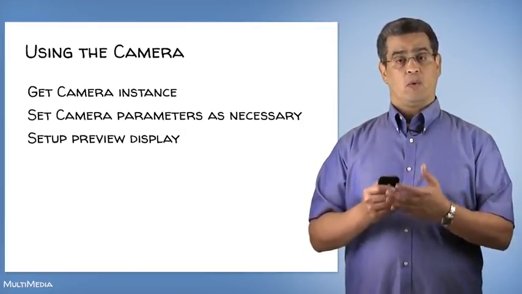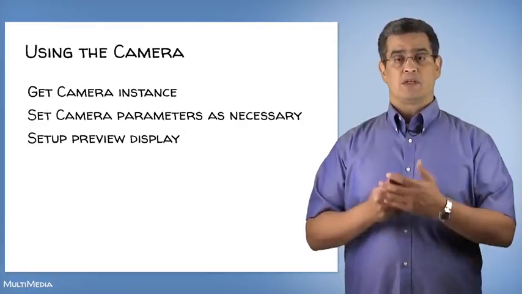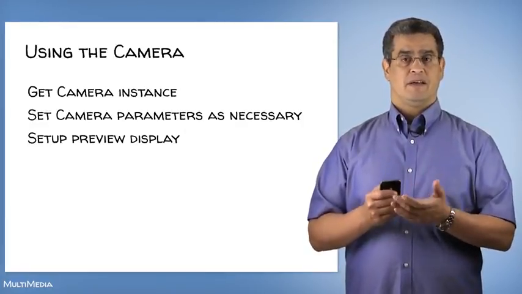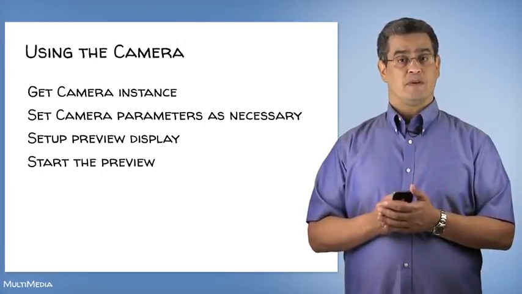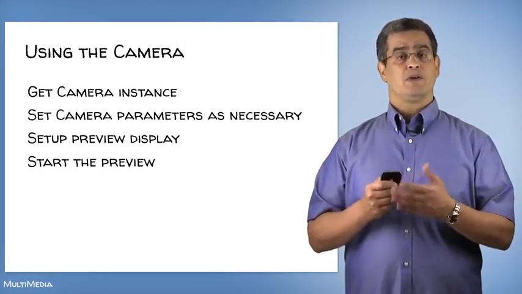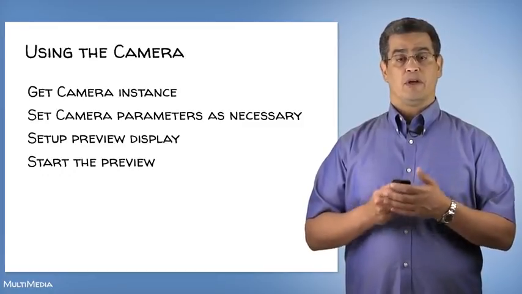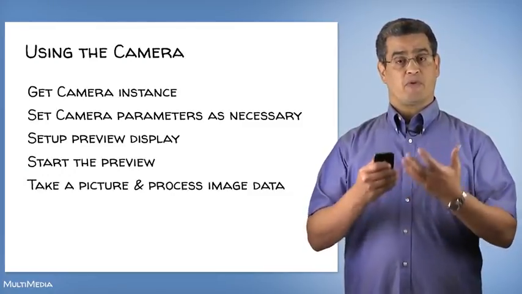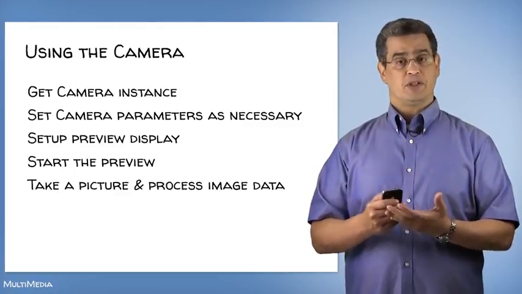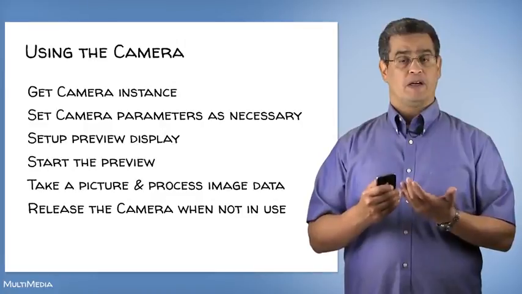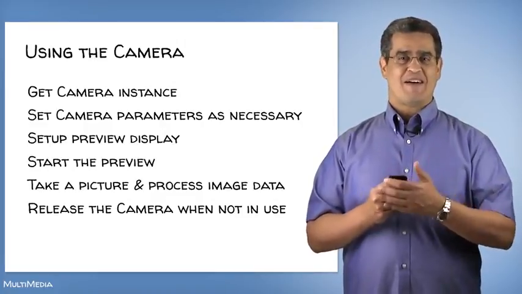After that, you will want to set up the preview display so the user can see what the camera sees. Next, you'll start the preview and keep it running until the user takes a picture. Once the user takes a picture, your application will receive and process the picture image, and then eventually your application will release the camera so that other applications can have access to it.